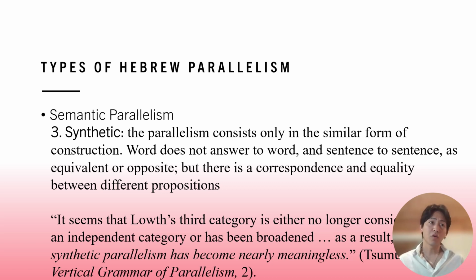Here, Loth identified that structurally it seems like something's happening between two lines that are similar, yet they're not saying the same thing, nor is it disagreeing with one another. So it's kind of like a definition or a category for most other things. In fact, this became problematic. Most scholars did start using this as a catch-all for non-synonymous or antithetical, to a point that Tsumura in his book talks about.